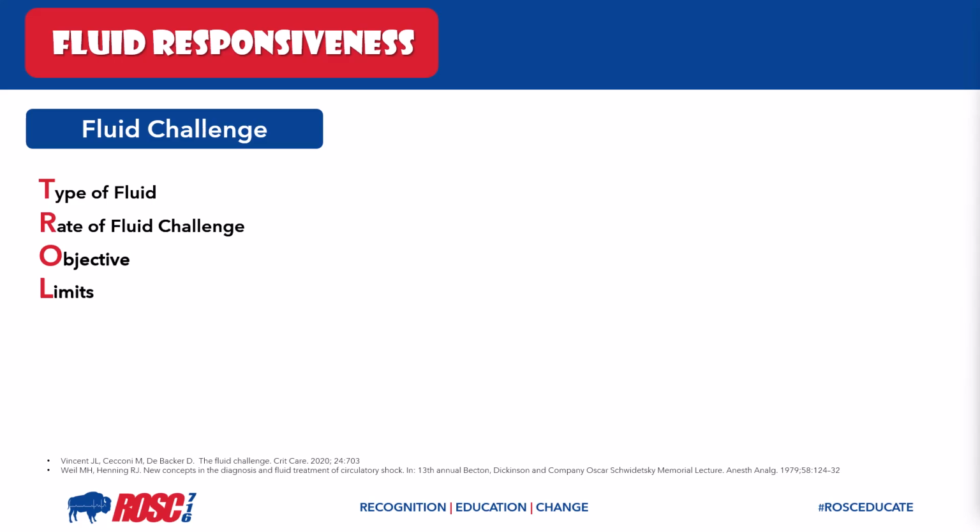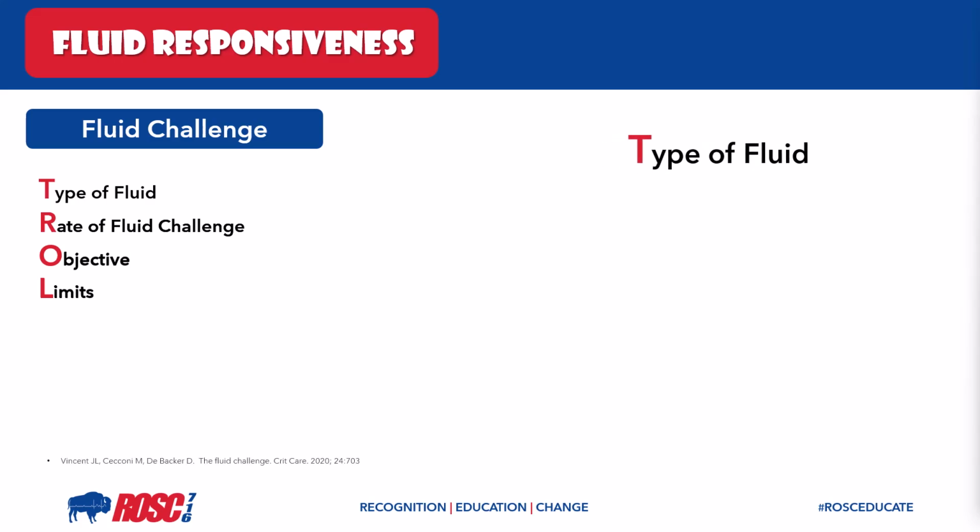That includes the TROL objectives. T for type of fluid, R for rate of fluid challenge, O for objective, or better said, the parameter that you're trending, and then lastly, L for limits. Let's look at T, or the type of fluid. In the Volume Part 1 lecture, we concluded that crystalloids are the go-to. However, I will say that there are some small trials, small protocols that call for colloids being administered over 1 minute.